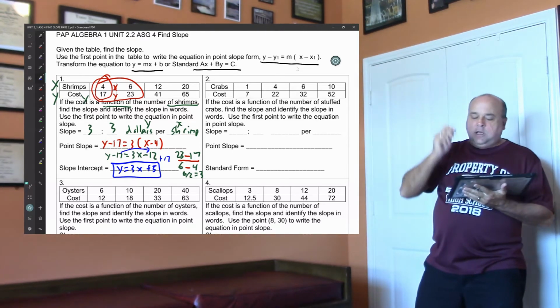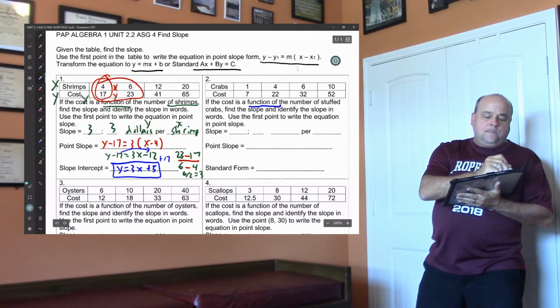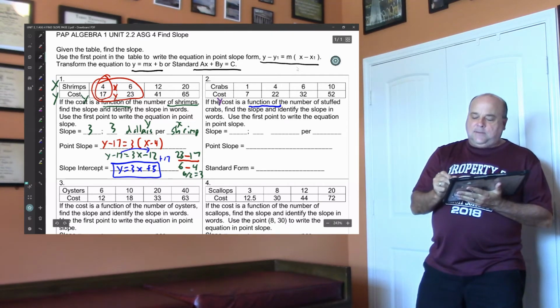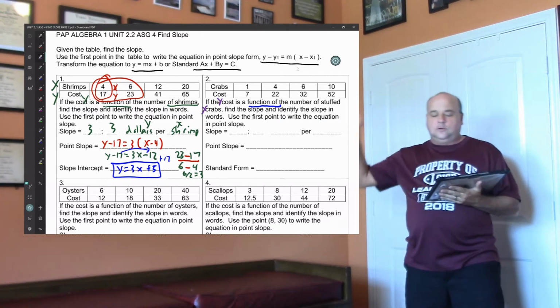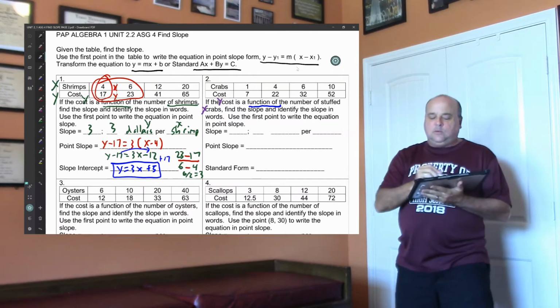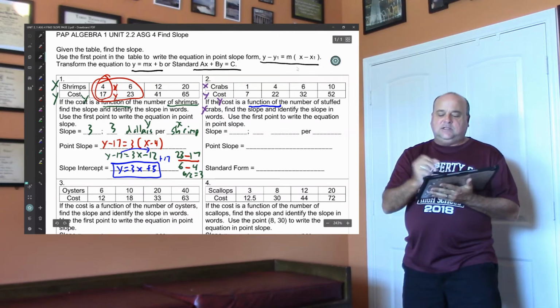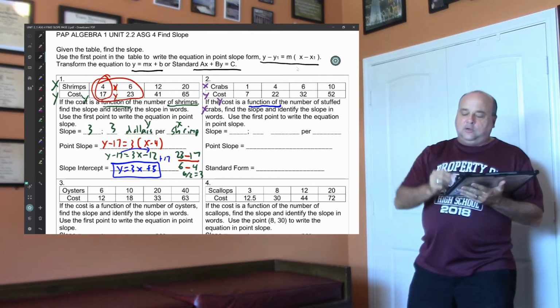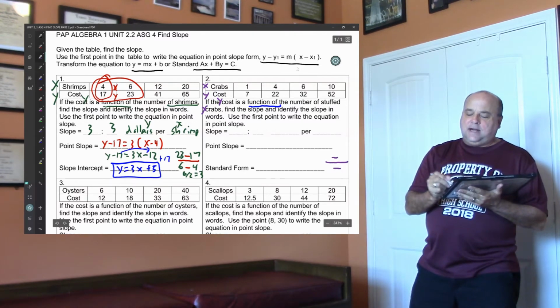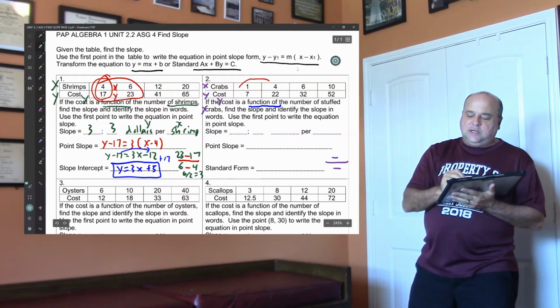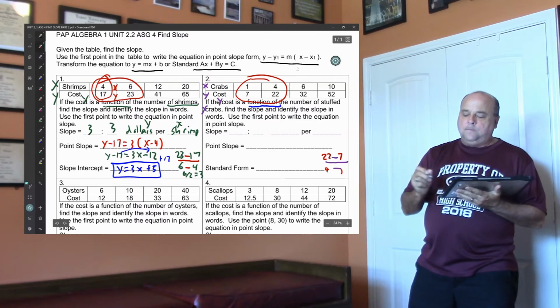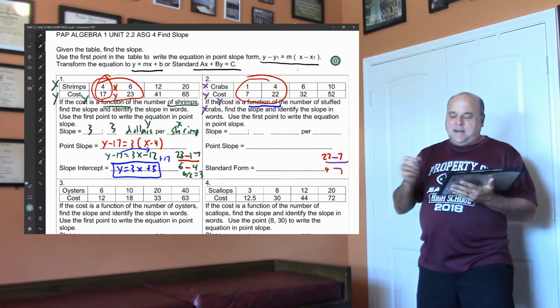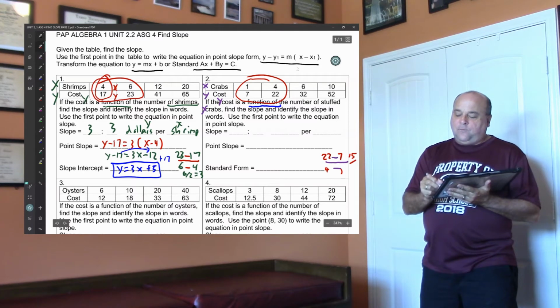Let's do number 2. So number 2, underline function of, and it says the cost is y and the number of stuffed, I love stuffed crabs. Stuffed crabs are good. So let's label our x and y. The y is the cost, the x is the crabs. And now we're going to do the same thing. Let's go down here, draw a fraction bar, minus, minus. And we're going to use these 2 points. So we're going to put 22 and 7 on top and 4 and 1 on bottom. So 22 minus 7 is 15. 4 minus 1 is 3. And you would get 5, wouldn't you?